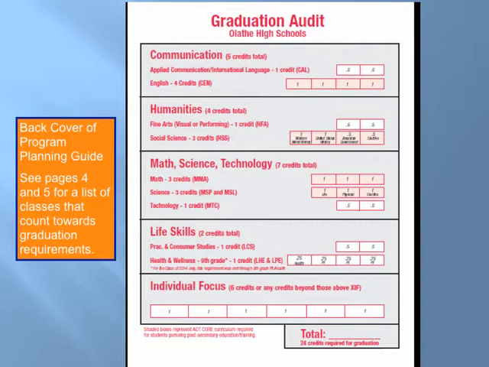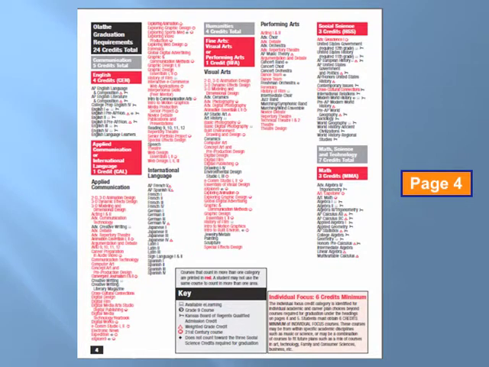We have looked over this audit. Please use this chart as well as the information found throughout the program planning guide to help you make choices for enrollment for this next school year and as you look ahead to your goals beyond high school. Please refer often to pages 4 and 5. In addition to the lists of courses, a key provides supplementary information.